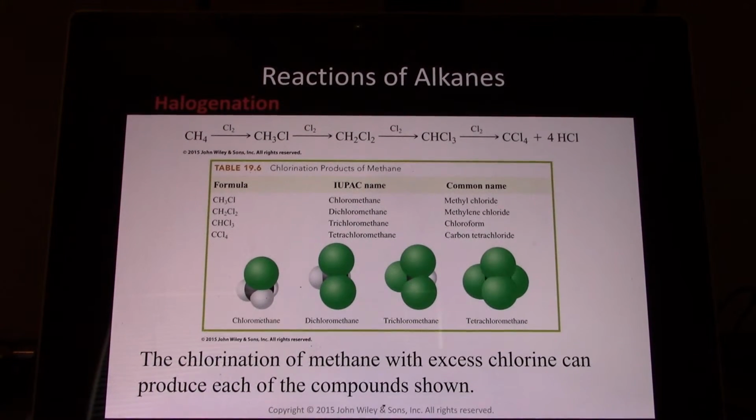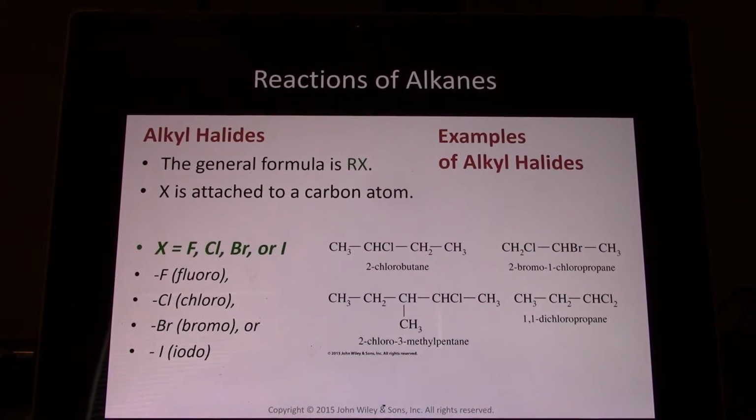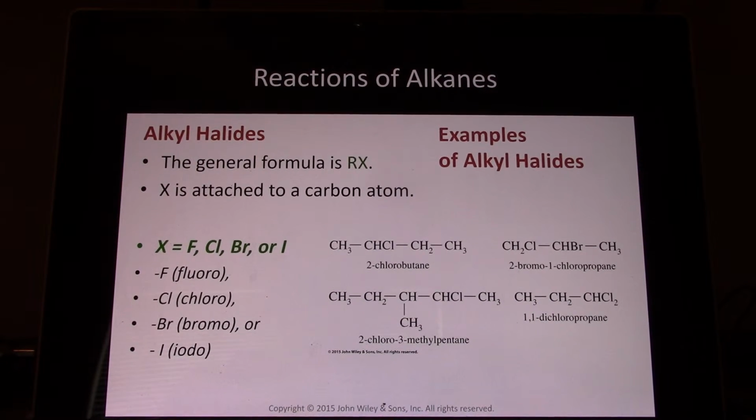And here, the problem with free radical halogenation is that it's really hard to control. And so when you start this process, you get a mixture of all products when you're done. You get some methyl chloride, you get some dichloromethane, we get some chloroform, and we get some carbon tetrachloride. So free radical reactions are difficult to control, and in reality, in the end, you get a mixture of all four of these products. So reactions of alkanes.